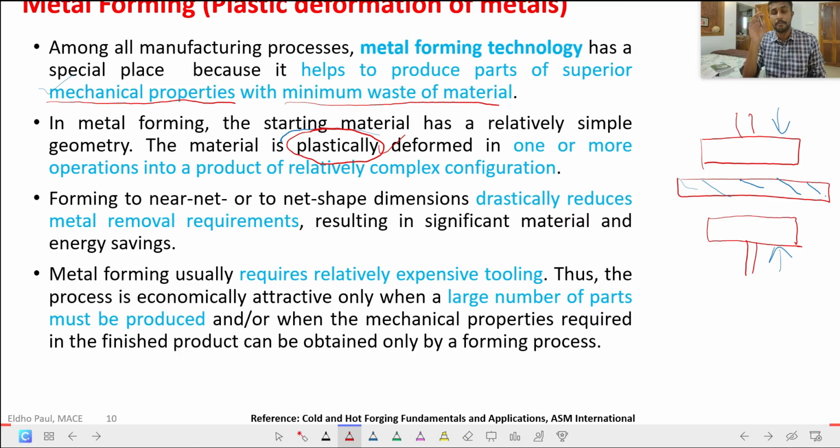Maybe in the metal forming process, it is not a single process. We have to do a number of processes for making a particular component. There are different processes. So we do one or more operations to get a product which has a relatively complex configuration.